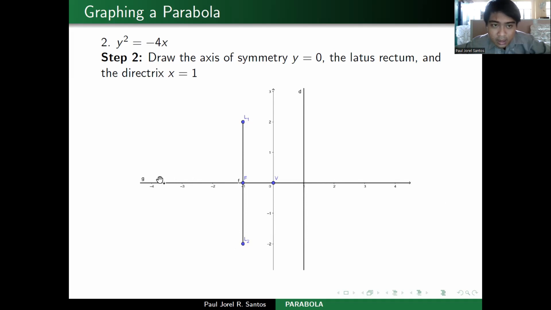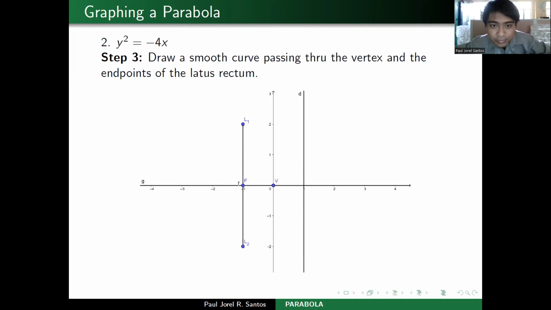If we recall, our parabola opens to the left. So this is our parabola whose standard equation is y squared equals negative 4x. And that is all for the first part of the discussion on parabola.